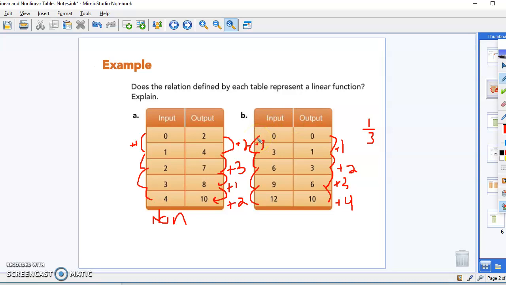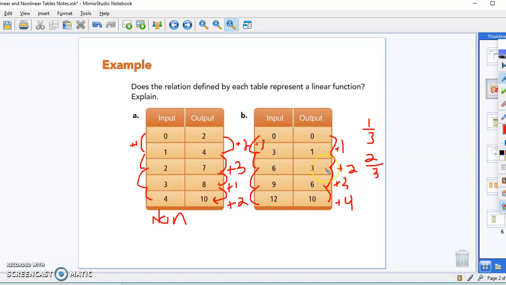Well, if all the other rates of change are 1/3, then it would be linear. Well, let's look at the next one. From here to here, that was a change in the y's of 2, and it was a change in the x's of 3. So that would be a rate of change of 2/3. So see how that's not the same as the first one?